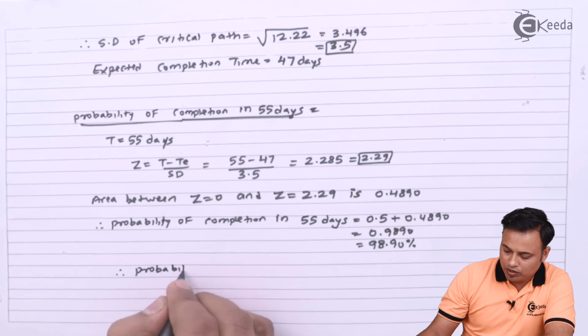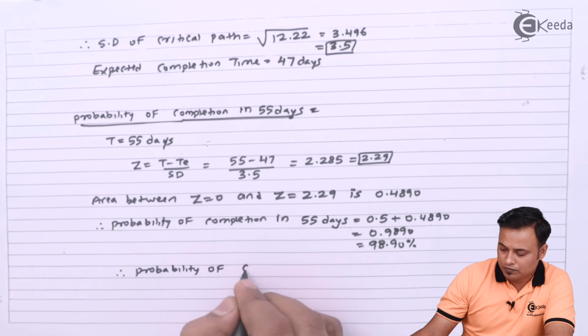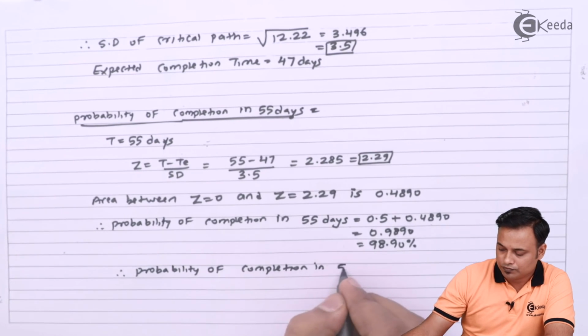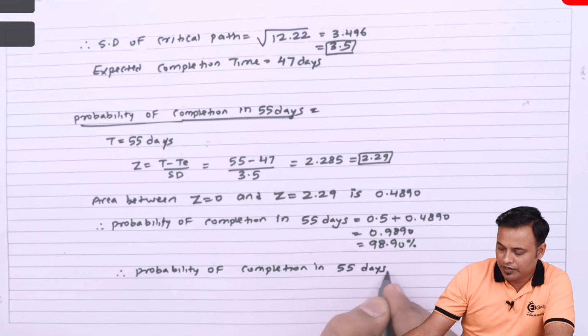Therefore, probability of completion in 55 days will be 98.90%.